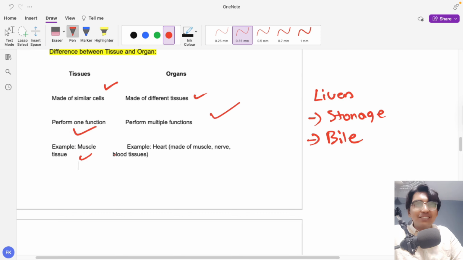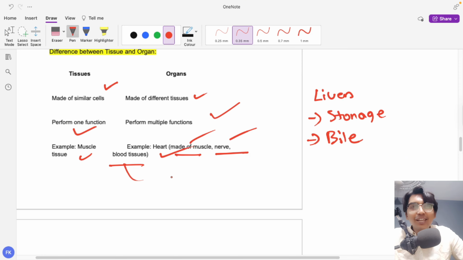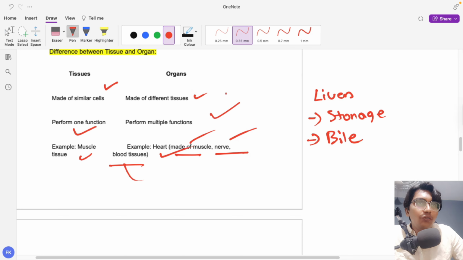Example of tissue, muscle tissue. Example of an organ, heart, right? For example, the heart is made up of muscle cells, nerve cells, blood tissue. So you can see these are all different tissues, right? They all have different functions. What is the function of muscle cell? Contraction, relaxation. Function of nerve cell, to carry the electric impulse. Blood tissue, to carry oxygen, right? So you can see all of them have a different function.